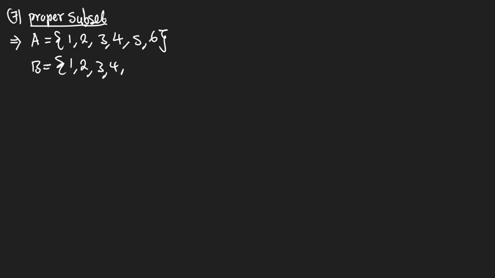In this case, we say, let's say A is a set of numbers 1, 2, 3, 4, 5, 6, and B is a set of numbers 1, 2, 3, 4, 5, 6, 7. Notice that there is one element 7 which is not in A. Okay?